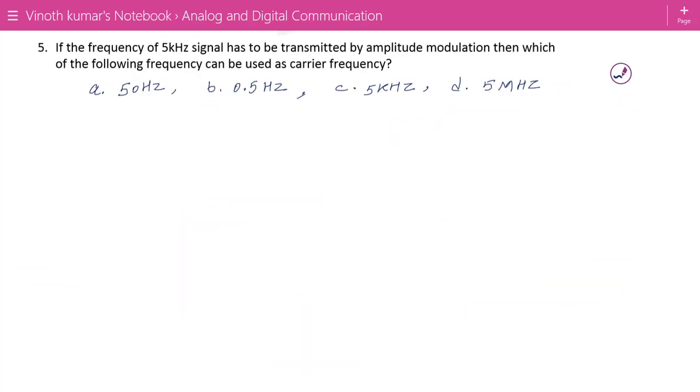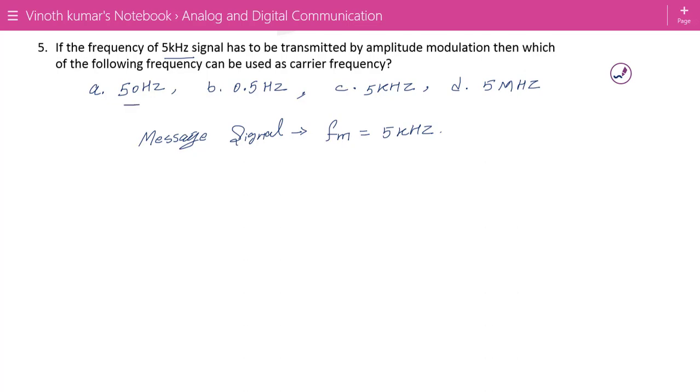So the given question is, if a 5 kHz frequency signal has to be transmitted by amplitude modulation, then which of the following frequencies can be used as the carrier frequency? In the question, the message signal has frequency FM equal to 5 kHz, and it is to be carried by the carrier wave and transmitted by amplitude modulation. Then which of the following frequencies can be used as the carrier frequency?